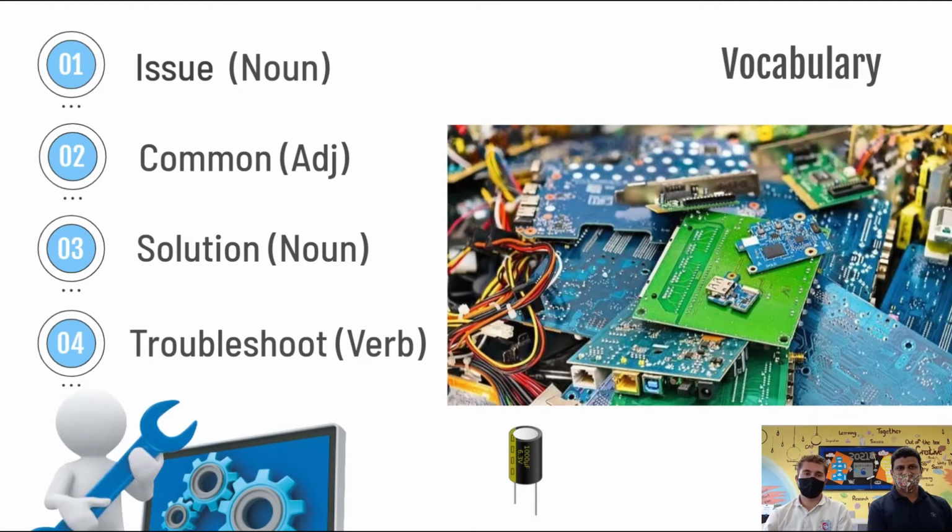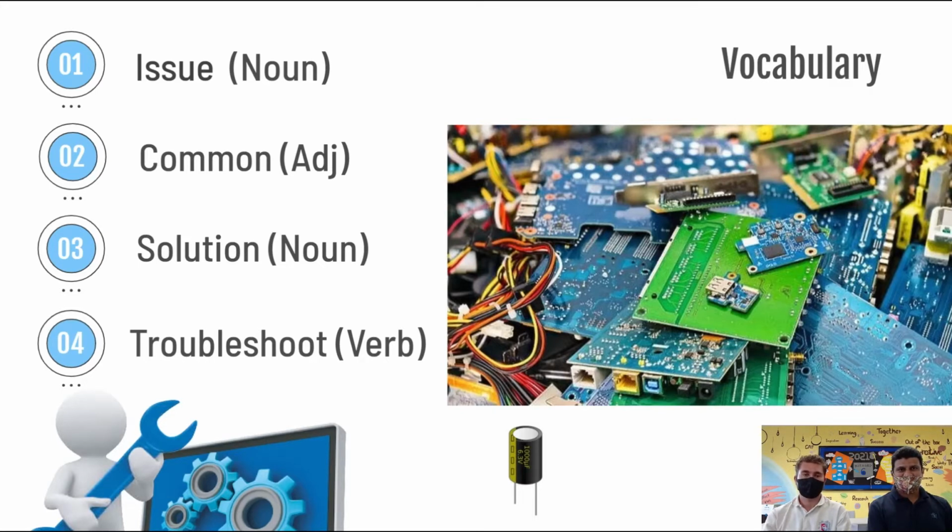Vocabulary. Number one, issue. Issue can also be said as a problem. So an issue and a problem are the same word. Next is common. As you can see, this is an adjective. So common is something that describes something. If a problem is common, then a lot of people have it. Or a common friend: if you have a friend who is common, then both of you know him. So common is something that is everywhere.